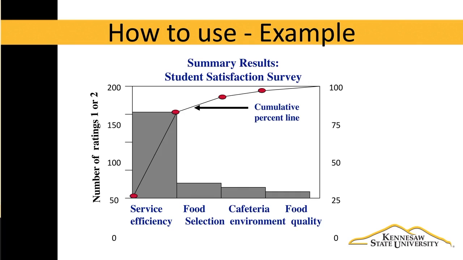You can tell at a glance that service efficiency is the biggest problem contributing to student dissatisfaction with this cafeteria. Using the 80-20 rule, the first 2 or 3 bars usually account for about 80% of the problem. If you can fix them, you can make significant improvement.